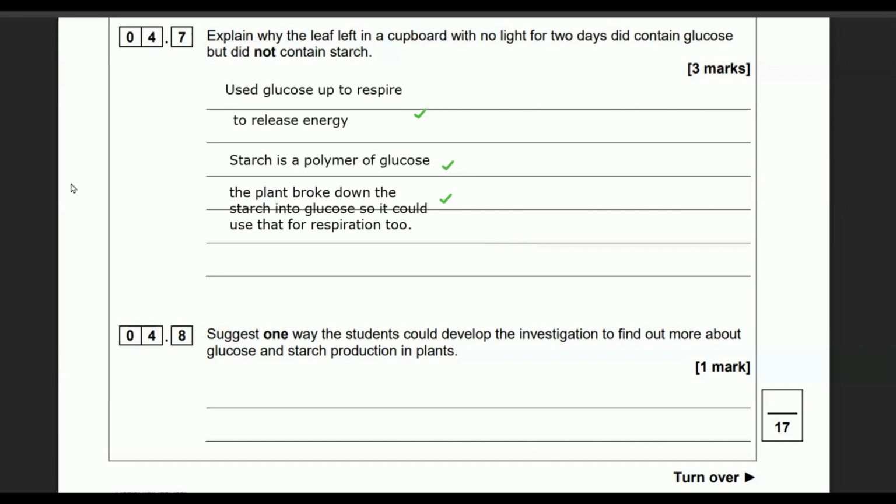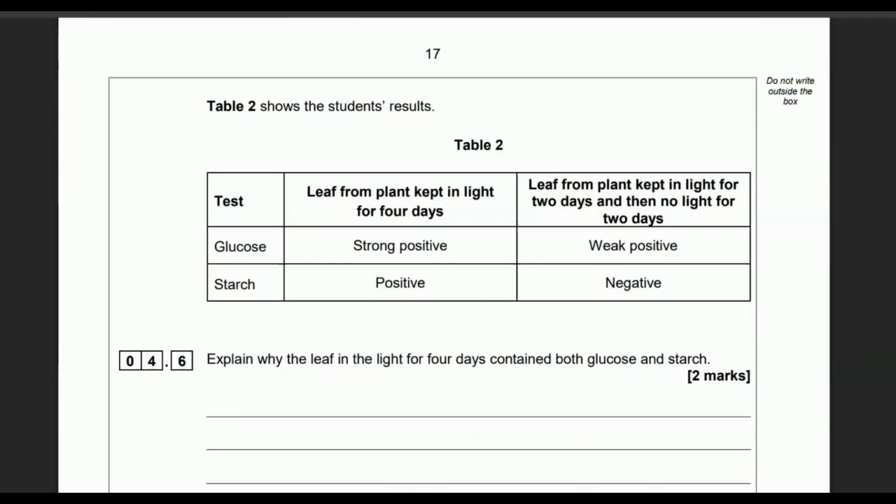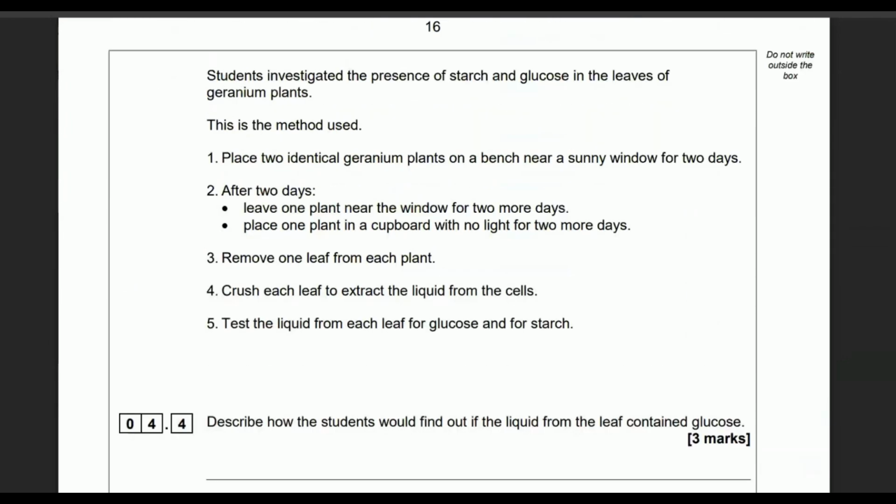Right. Suggest one way the students can develop the investigation to find out more about glucose and starch production in plants. So with this kind of suggest question, you want to look at what they did do and then suggest something else. So they tested leaves. Here's the method. The students investigate the presence of starch and glucose in the leaves of geranium plants. So how about maybe they could have tested the stems and the roots.